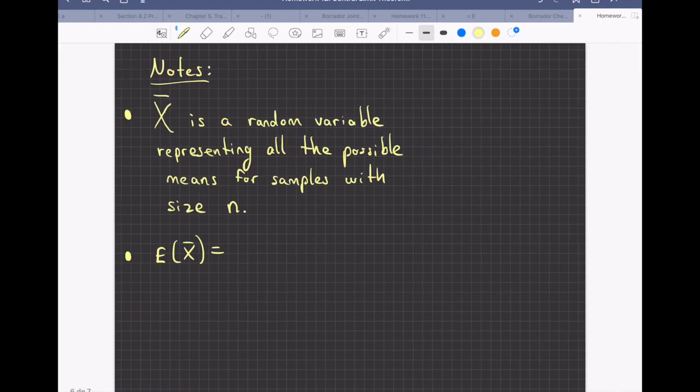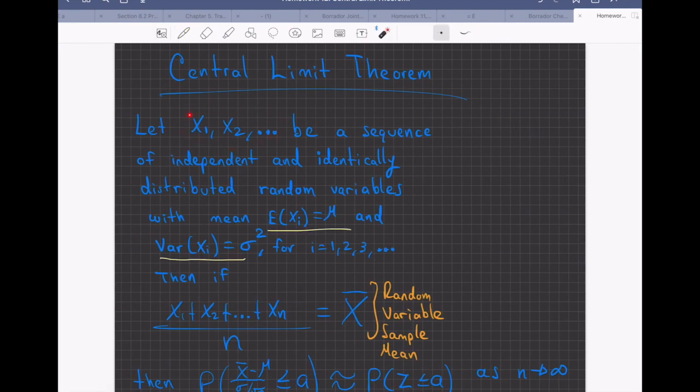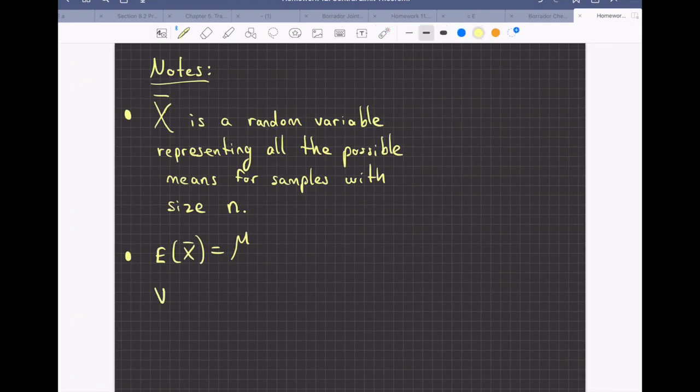If we have the variance, remember we can have the standard deviation. So the mean of the sampling or the sample mean is the same as the mean of the original random variables, and the variance is equal to the original variance divided by n. This means that the standard deviation of x bar is equal to sigma over the square root of n.